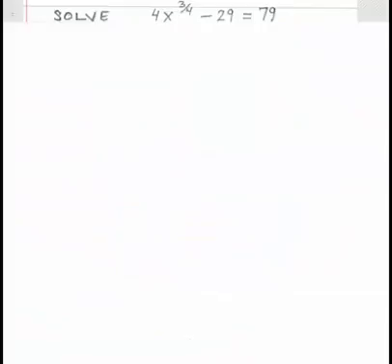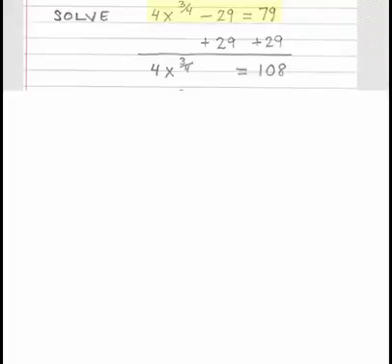In this next example, we're going to solve an equation that has a rational exponent with an odd numerator. 4x to the 3/4 power minus 29 equals 79. To solve this type of equation, our first step is to get that x to the power all by itself. We start by adding 29 to both sides of this equation. This gives us 4x to the 3/4 power equals 108. We still don't have x by itself. We have to get rid of the 4. We do that by dividing both sides by 4.